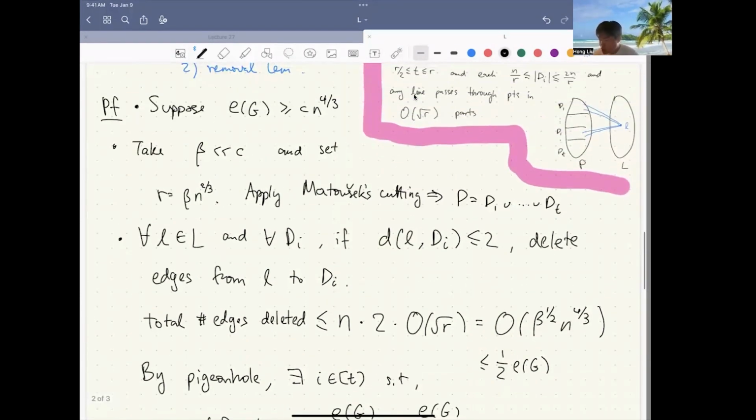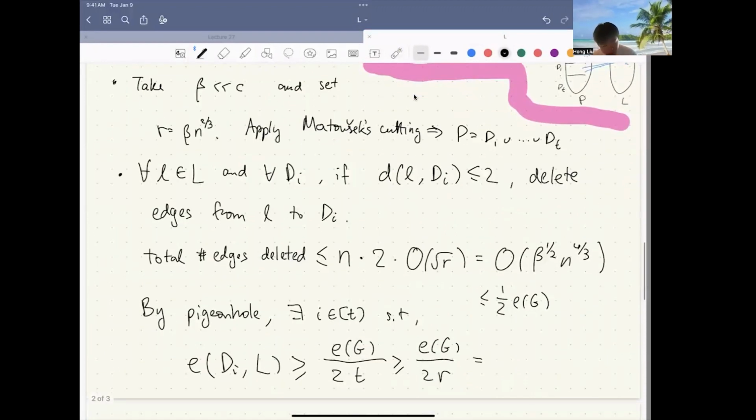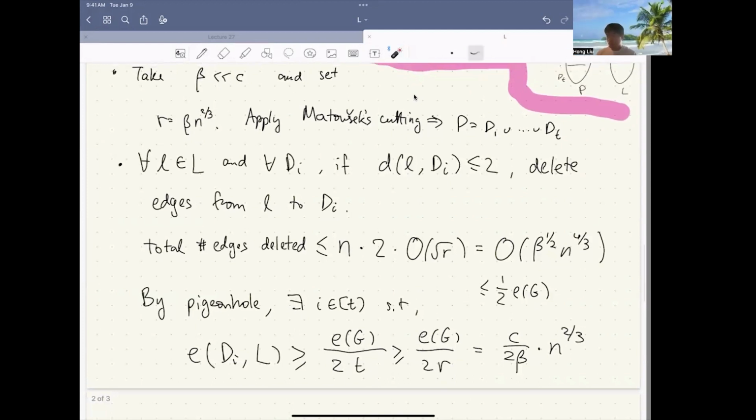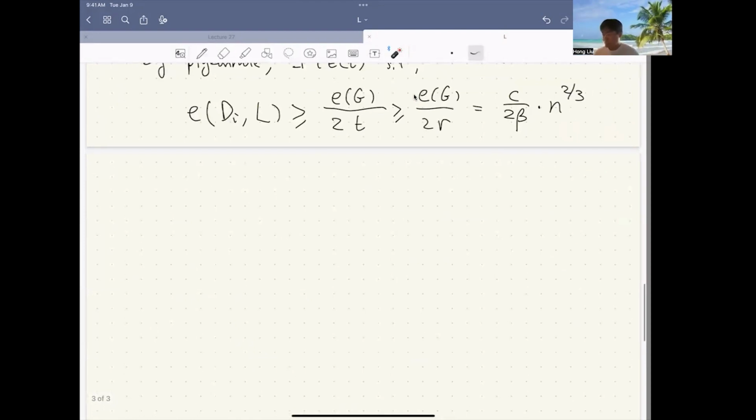E(G) is C n to the 4/3. R is this guy, so you do the calculation. This equals, what is it? C over 2 beta, right? Yes, C over 2 beta times n to the 2/3. This many edges. One thing to keep in mind is that as we choose beta to be much smaller than C, this leading constant tends to infinity. It's a huge constant. Okay. Good.